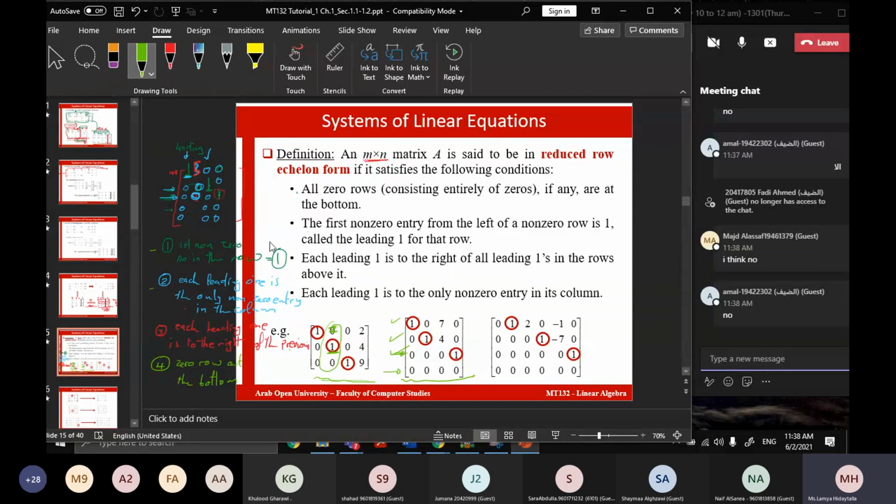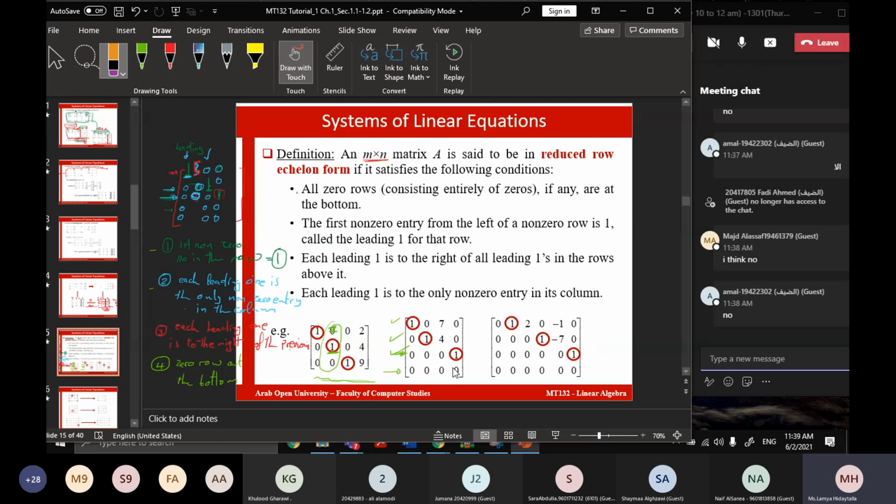Now, another question. What if I make it 1? What do you think? What if I make it 1 like that? Is it in the reduced echelon form or no? No. Why? Because it's in the left. We said each leading one should be to the right of the previous one, like in the left one here. Right? So it's not in the reduced echelon form. Clear? I believe now it's clearer what the echelon form is, correct?